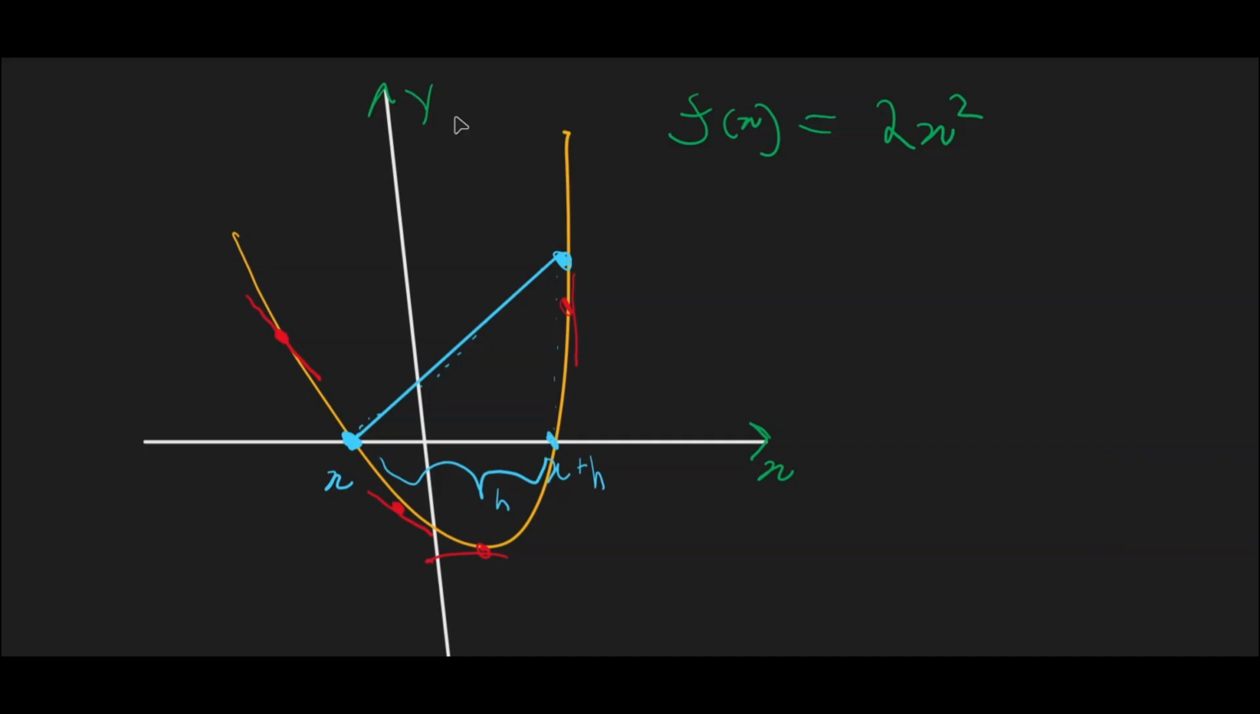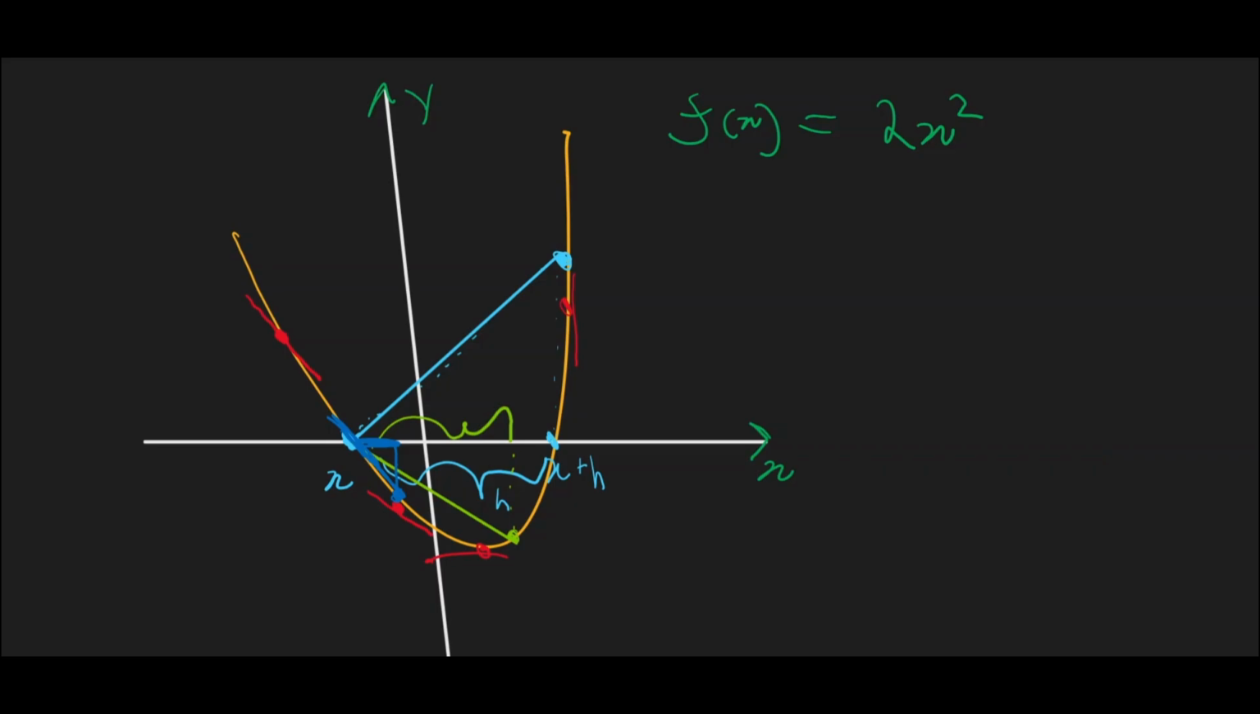What happens if h gets smaller? We might have a point here, because we're not having as much distance. Further still, what if h gets even smaller? This distance here is h. We get closer and closer to the instantaneous gradient at point x.